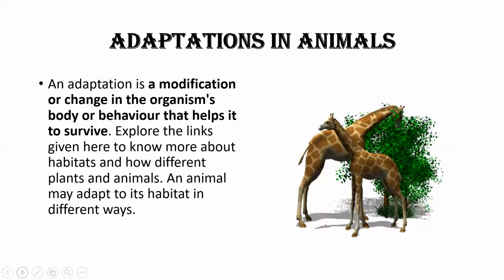Now, what is meant by adaptation? An adaptation is a modification or change in the organism's body or behavior that helps it to survive. Explore the links given here to know more about habitats and how different plants and animals adapt. An animal may adapt to its habitat in different ways. So different animals show different types of adaptations to live in a particular habitat. Adaptations are the changes in the body organs, functions, features, or behavior of an organism that help it to survive in its habitat. They may be in their body coverings, breathing organs, movement, and feeding habits.